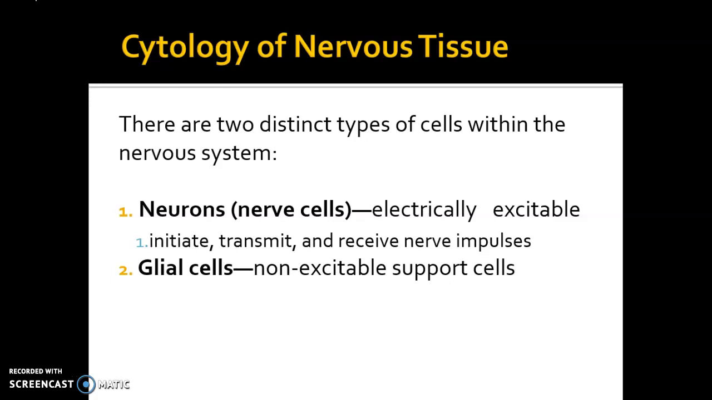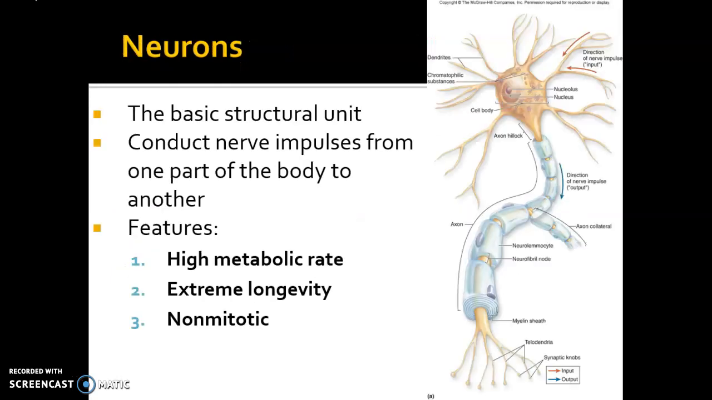Then we have glial cells. These are supporting cells. They cannot be excited ever. However, they do divide by mitosis. Okay. A few other things about the neuron. We discussed the anatomy. Now we know that neurons are active cells.